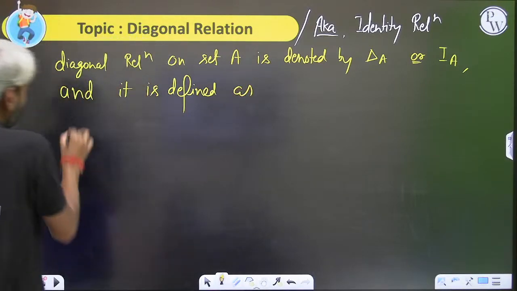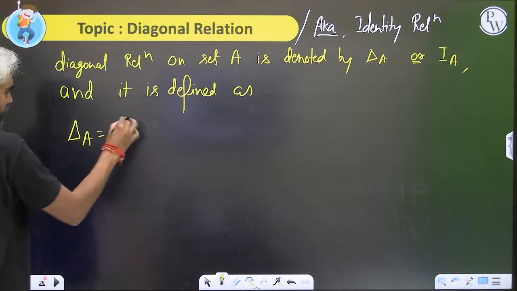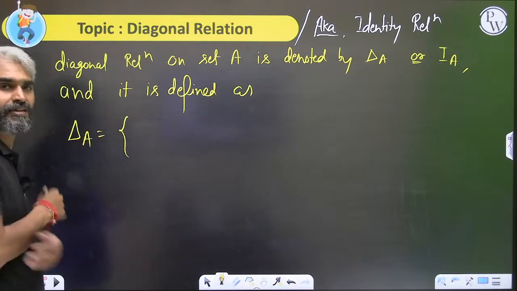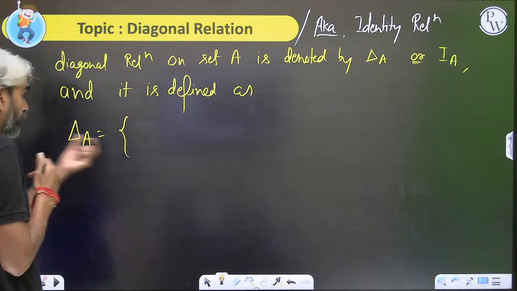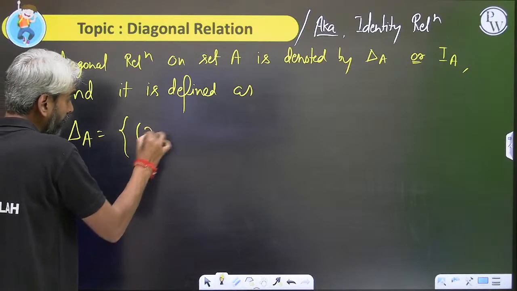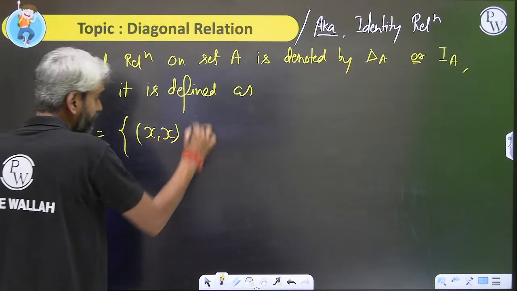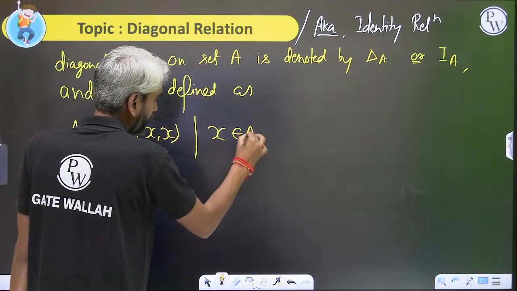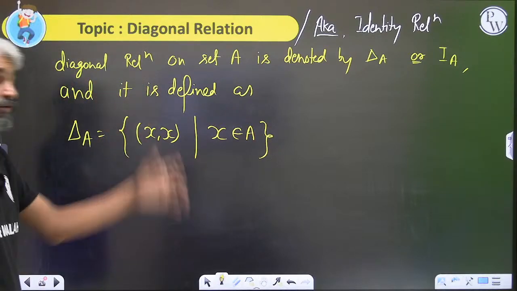How do we define the diagonal relation on set A? The diagonal relation on set A is a set of ordered pairs (x, x) such that x belongs to set A. So this is the definition of a set.